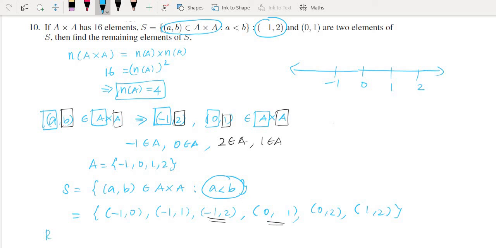Therefore the remaining ordered pairs of S are (-1, 0), (-1, 1), (0, 2) and (1, 2).